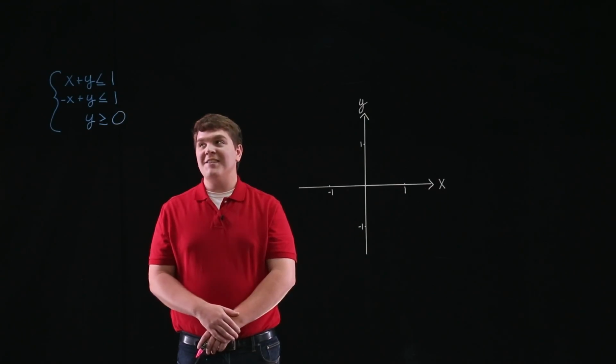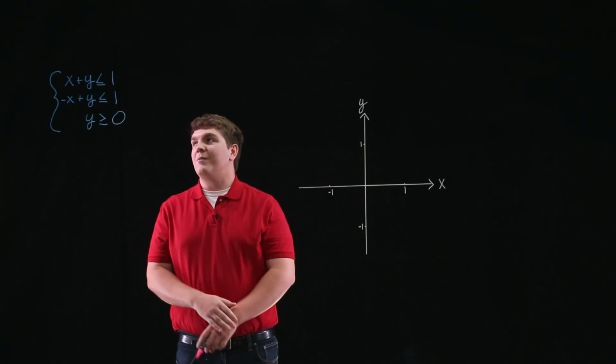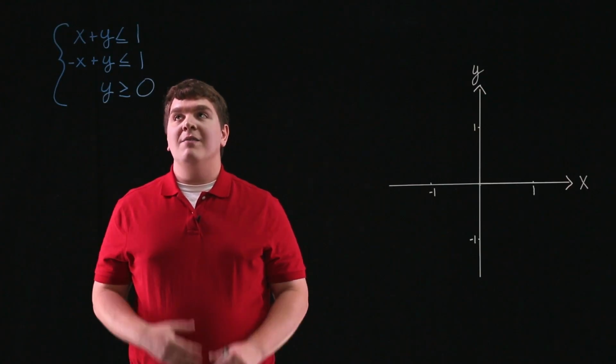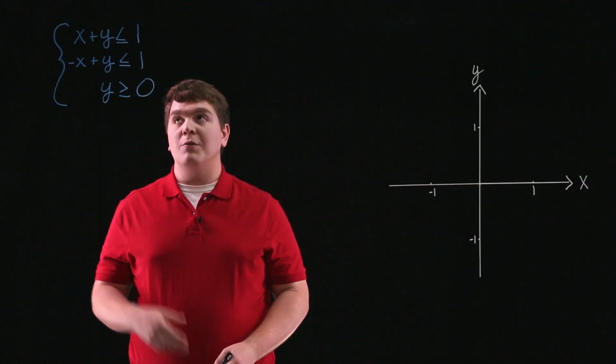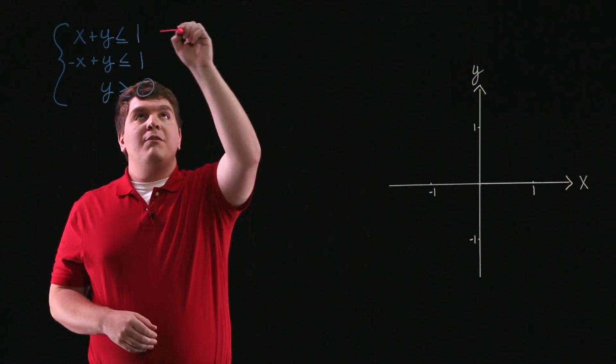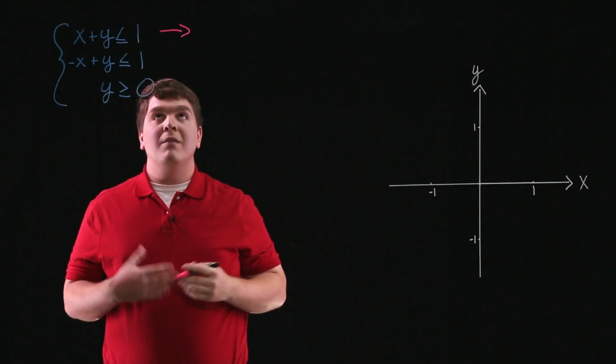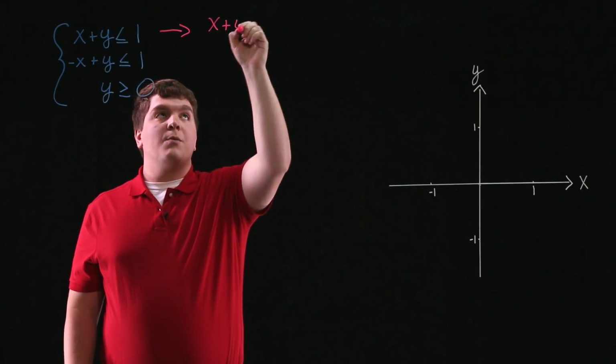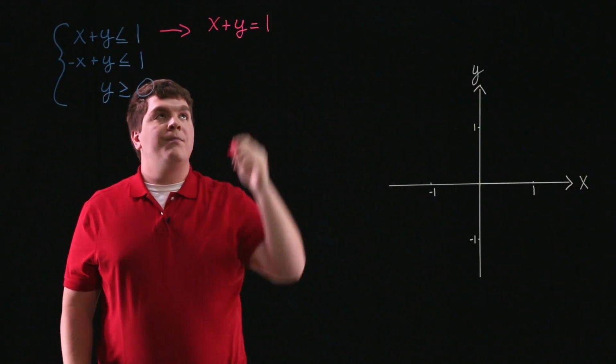For this problem, we're asked to sketch the solution set to this system of inequalities. Let's begin by looking at our first inequality, x plus y is less than or equal to 1. Now, before we can graph this inequality, let's begin by considering the line given by x plus y equals 1.